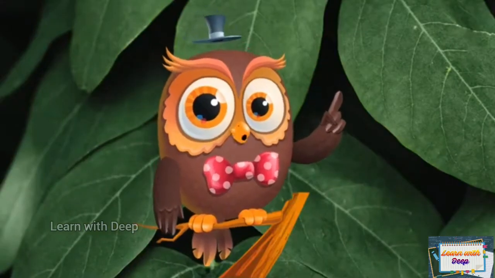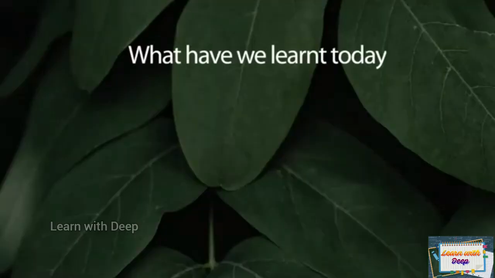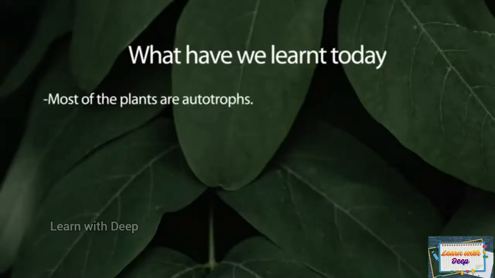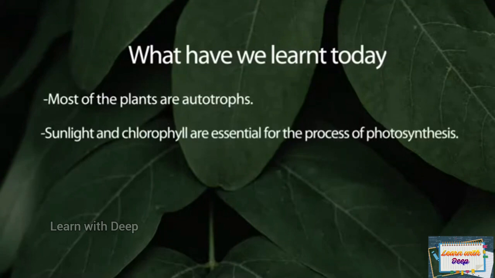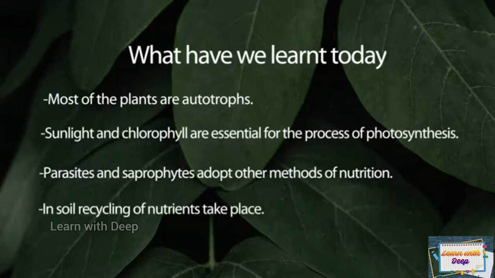Children, now let us see again what have we learnt today. Most of the plants are autotrophs. Sunlight and chlorophyll are essential for the process of photosynthesis. Parasites and saprophytes adopt other methods of nutrition. In soil, recycling of nutrients take place.